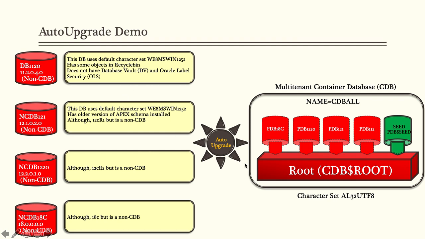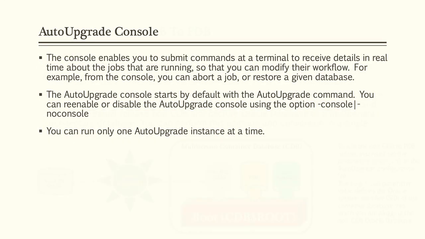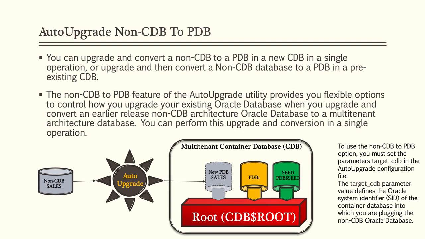And at the end of the upgrade, if I run through a successful auto upgrade, you will see in my database called CDB all, which is a container database, this PDB 11.2, PDB 12.1, PDB 12.2 and 18C will all sit as pluggable databases at the end of my upgrade. And the character set I will use for all of them is AL32UTF8. That's recommended going forward. So that's what I'm going to show as part of the auto upgrade demo.